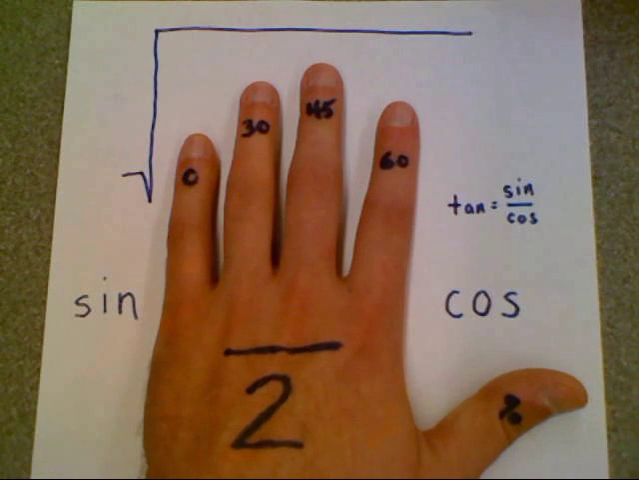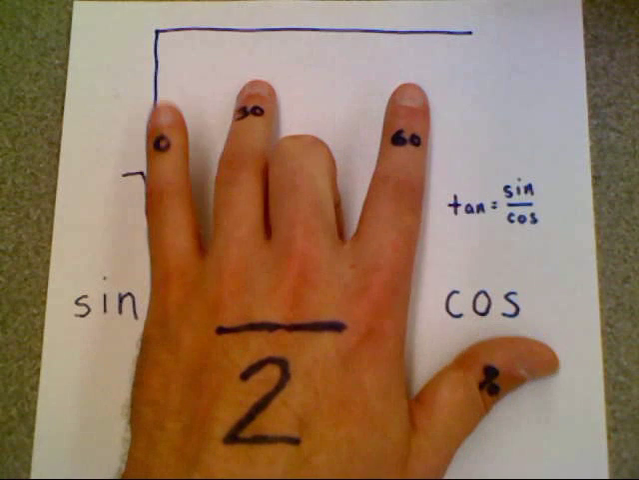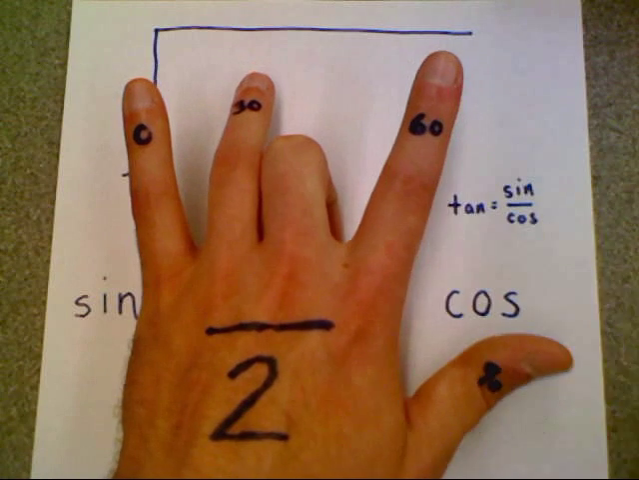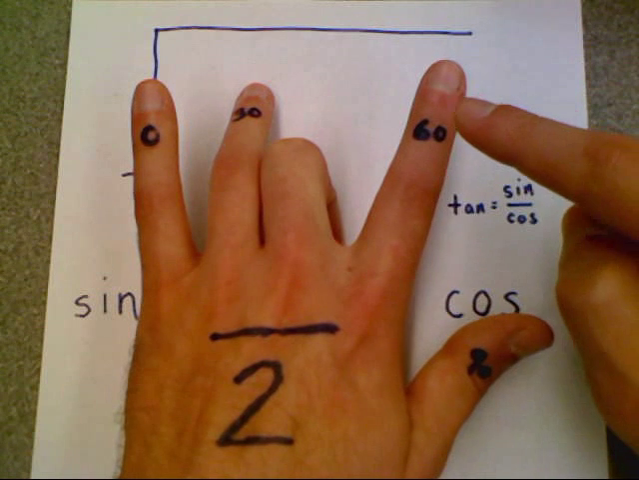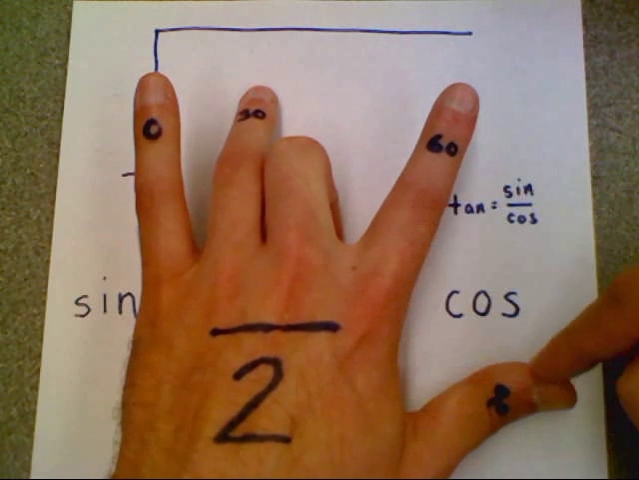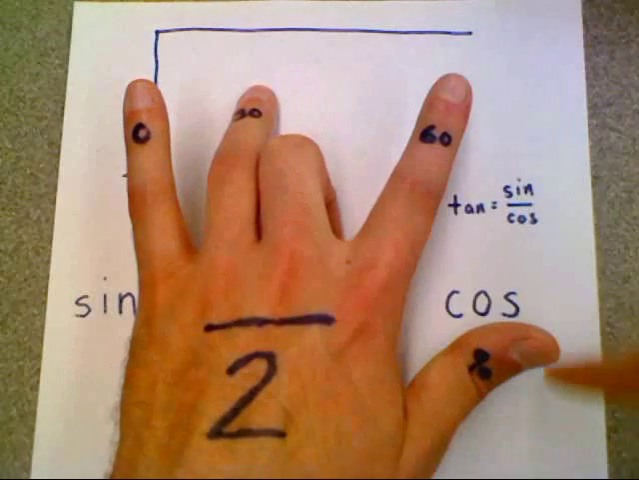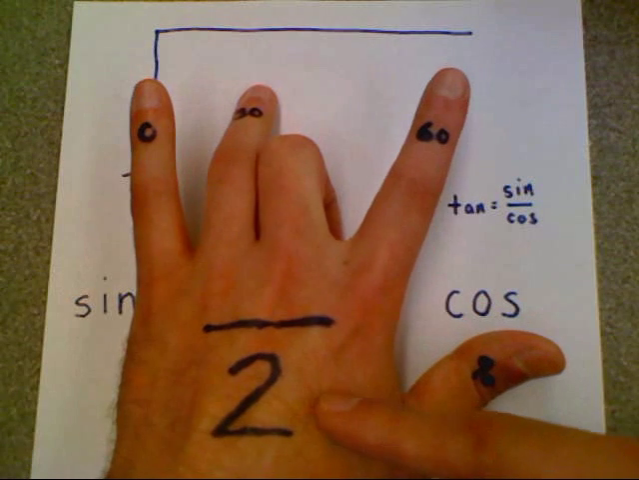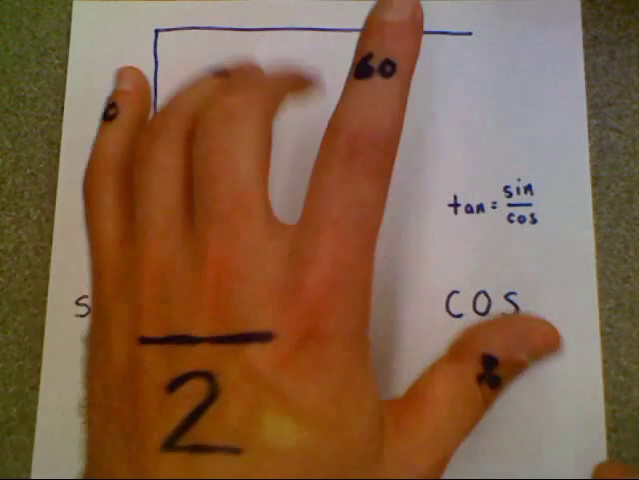If I want cosine of 45, put down the 45 finger. We want the fingers that are still up for cosine, so there's 2 of them up, so we want radical 2 over 2, the value for the cosine of 45.